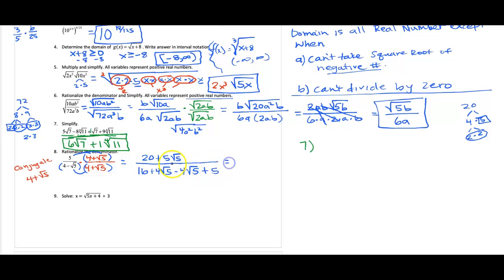All right, now let's just finish simplifying this up here. Well, those middle terms are gone, right? Because those are just opposites, so they go to 0. And then 16 plus 5 is 21. And then we have on the top 20 plus 5 square root of 5. And then that would be your answer.